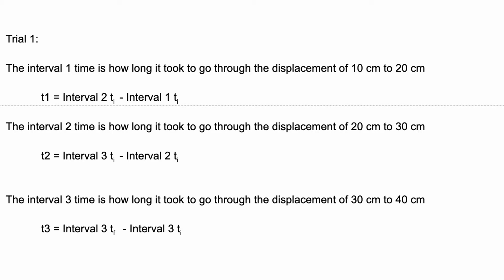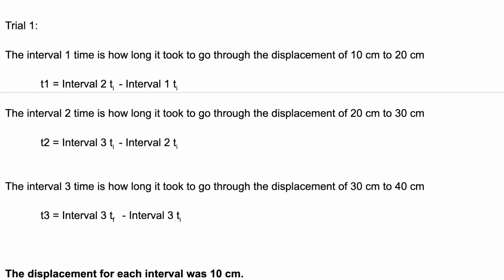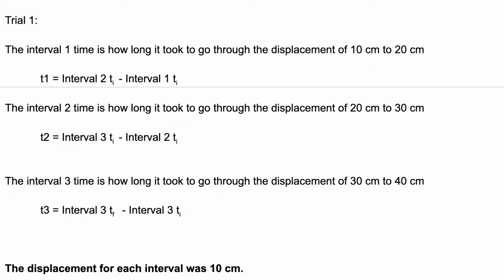The calculation then becomes: the interval 1 time is when it gets to the 20 minus the 10. The interval 2 time is from the 20 to the 30, and the interval 3 time is from the 30 to the 40, and that's your time intervals. Now, because of the way we set the lab up, the displacement for each interval is going to be 10 centimeters. We set it up so we have the same displacement. This is going to allow our graph, hopefully, to reveal something to us.